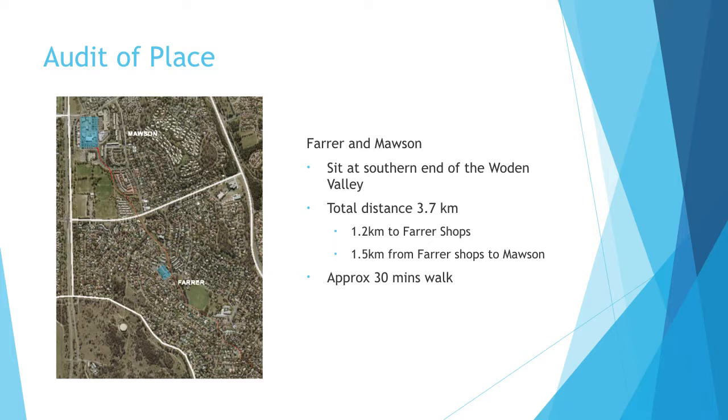So the audit. I've decided to do my audit on Farrer and Mawson, which is where I live. They're at the end of the Woden Valley, at the far end, just before you get to Tuggeranong. I decided to go from my house along the footpaths to Farrer local shops, and then on to Mawson, which are larger shops, more connected. Total distance of just under 4 kilometres, and the walk takes me about half an hour.